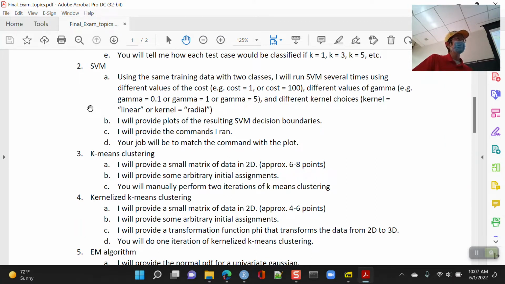So there's no calculations there, but you had an example in the homework where you kind of saw this. I would encourage you to just try making up your own little data set and try running a few of these different things until you feel comfortable about the effect of what gamma does and the effect of what cost does.